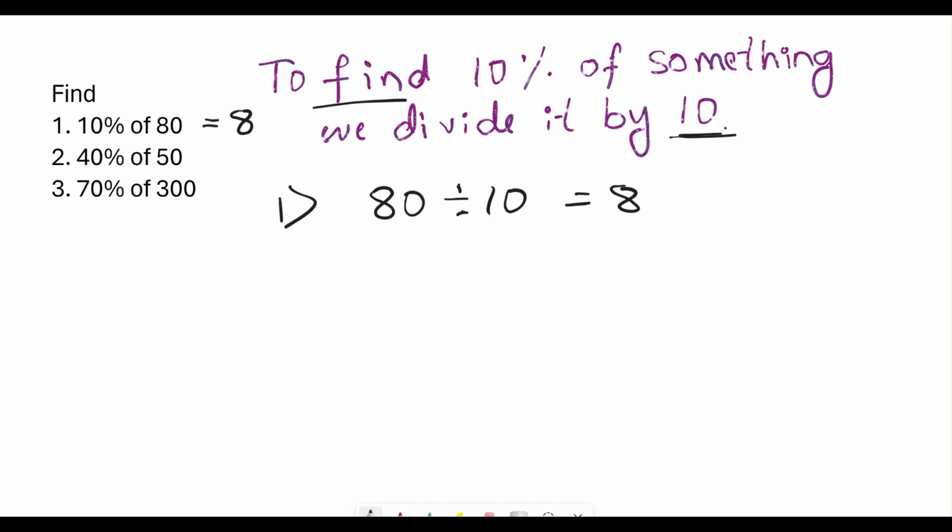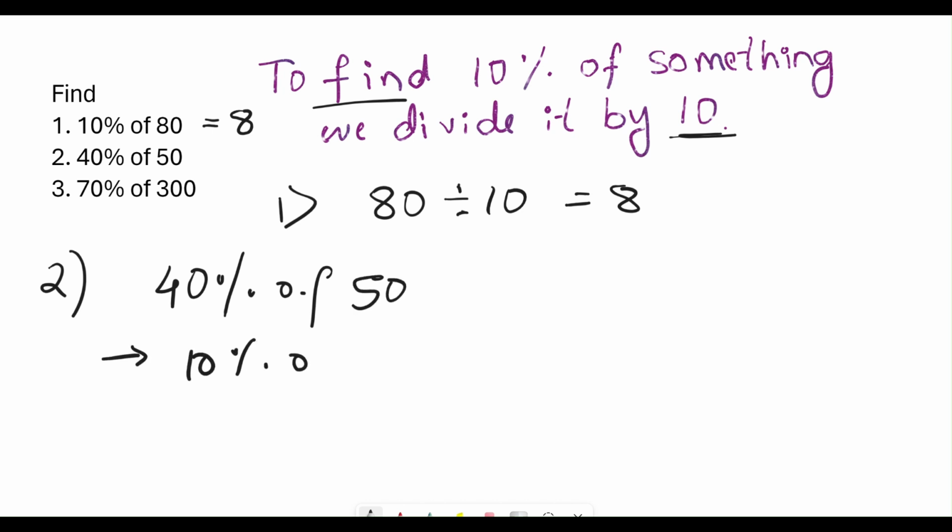So let's see how we find 40% using this concept. To find 40% of 50, first let's find 10% of 50. We all know for 10%, we divide 50 by 10. So 50 divided by 10 is 5. Now I know 10%, but I need to find 40%.